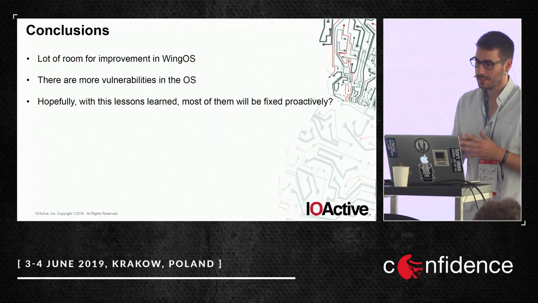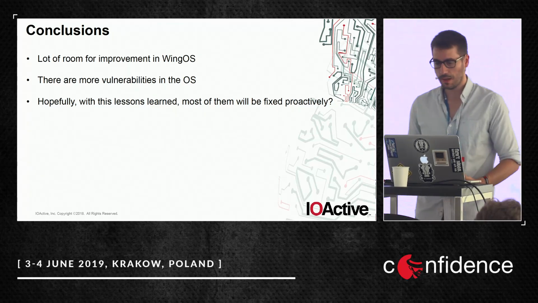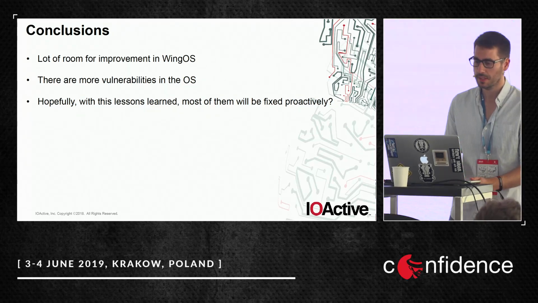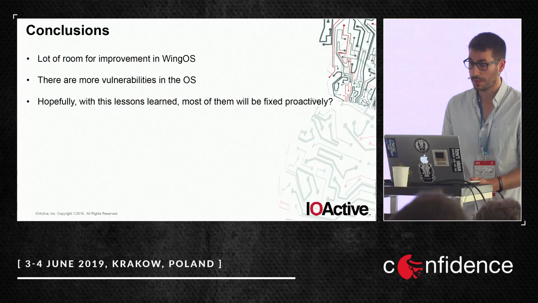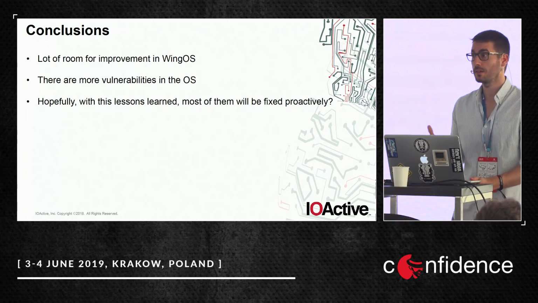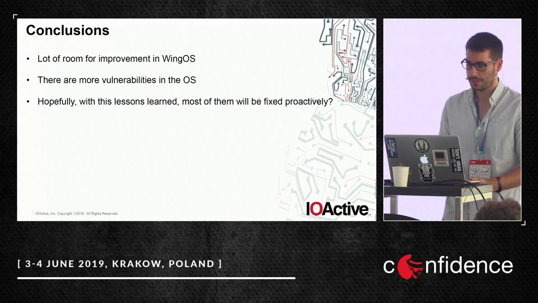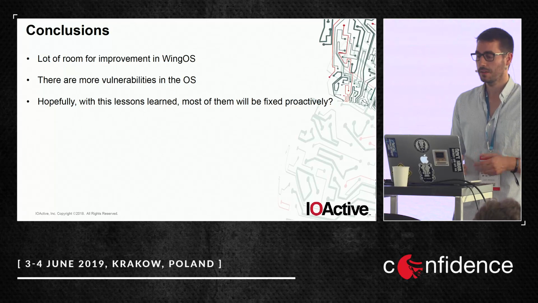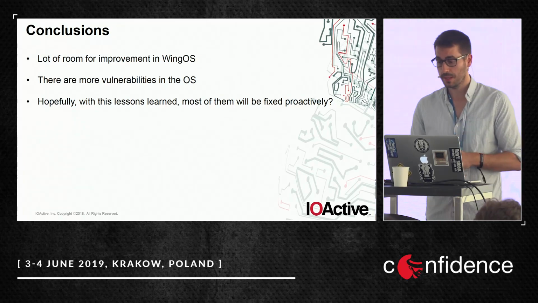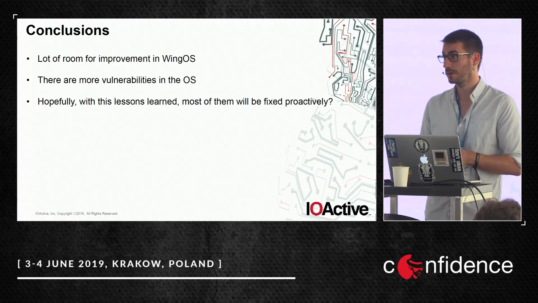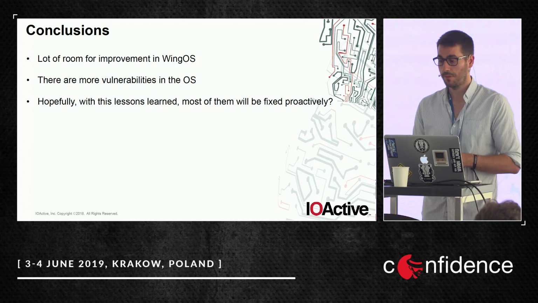But again, there is still a lot of room for improvement in this embedded operating system, because besides all the vulnerabilities that we saw here today, there are more critical issues. But yeah, hopefully with these lessons learned, most of these issues will be fixed in a proactive way, and we will have more secure WingOS devices out there.